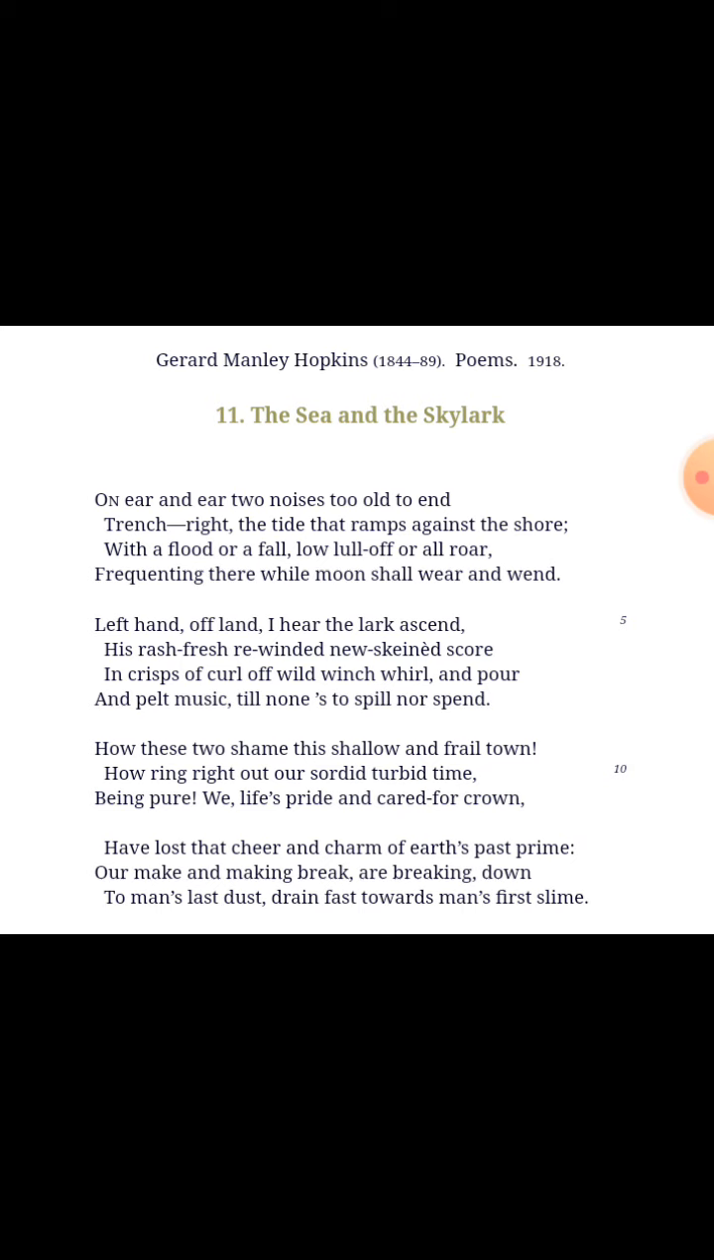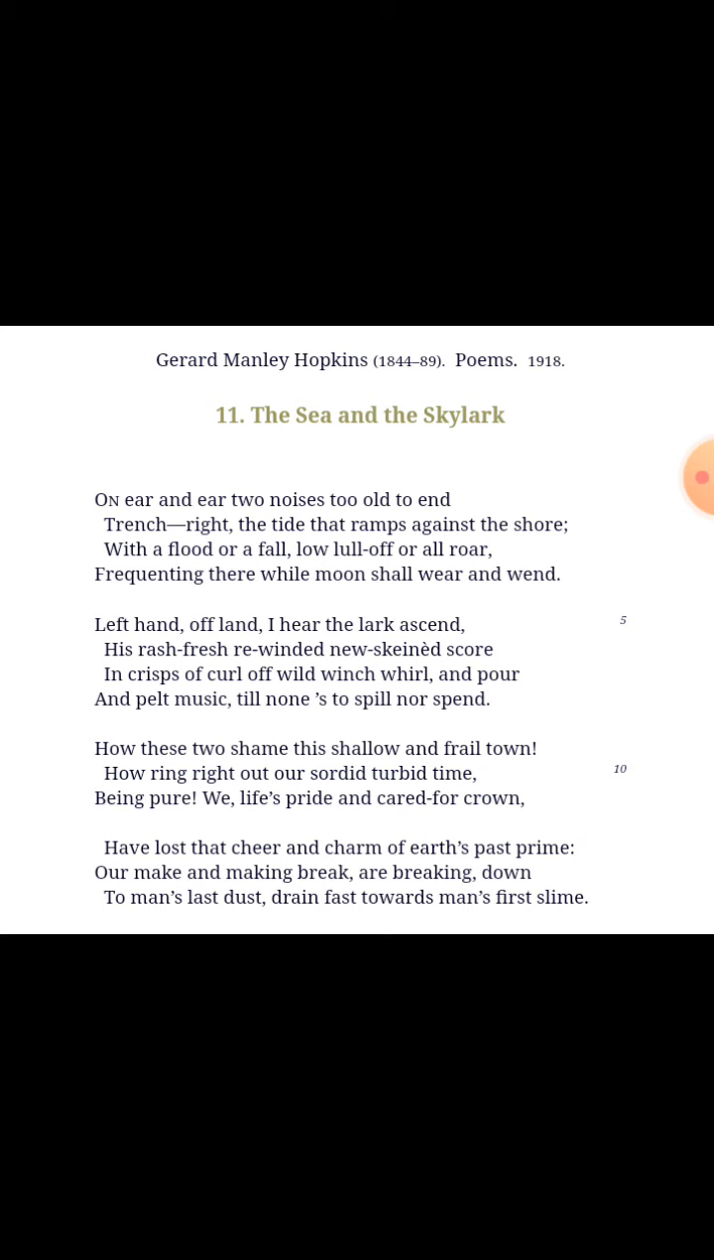In the second quatrain, the poet talks about the skylark. On his left hand, beyond the land, above the land, I hear the lark ascend. He hears the voice of the skylark who is ascending in the sky. And when the skylark flies in the sky, he sings his song.